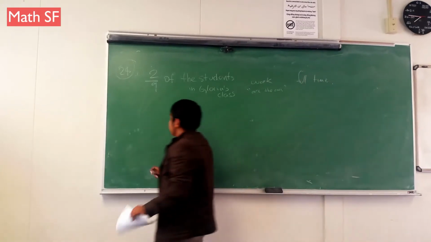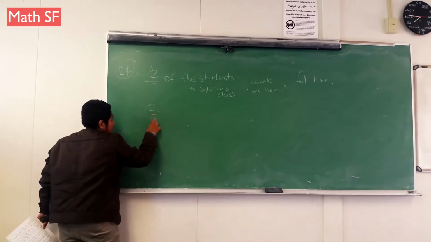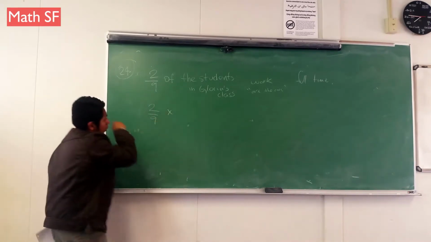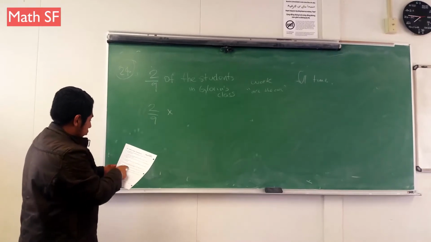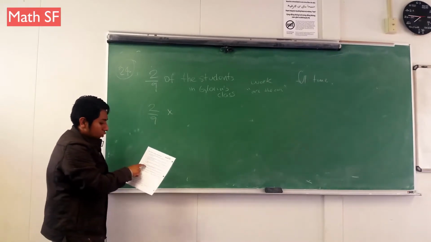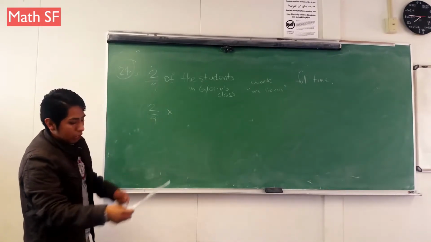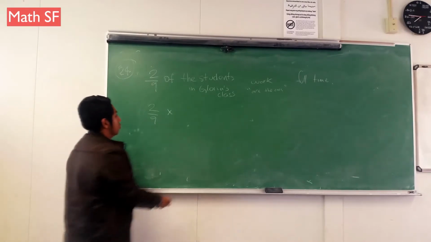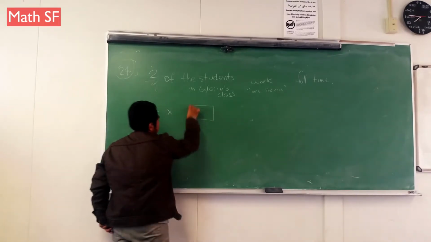So let's translate this. 2/9 of the sums for multiplication. The students in Gloria's class. Do we know how many students are in Gloria's class? No. That's what they're asking you for. Say, how many students are in Gloria's class? So we don't know how many students are in Gloria's class.